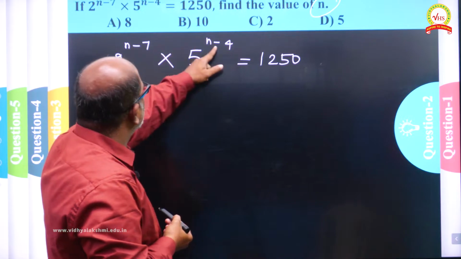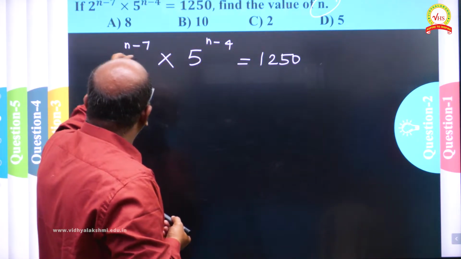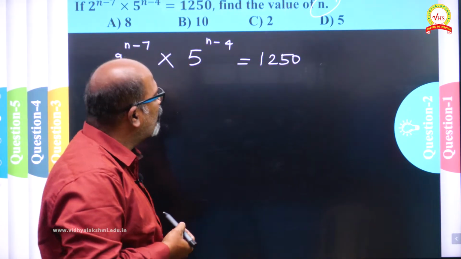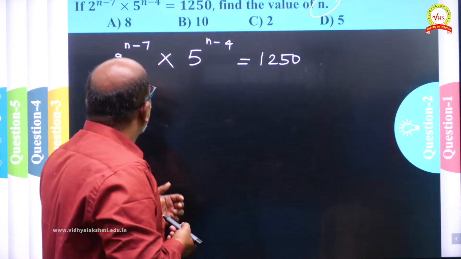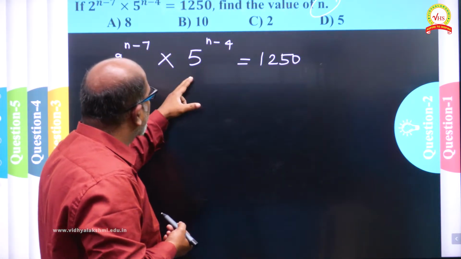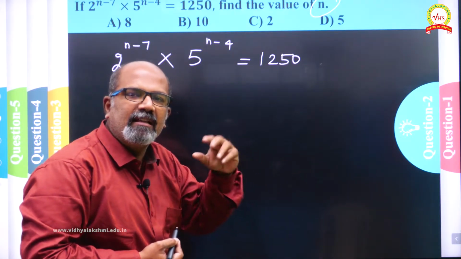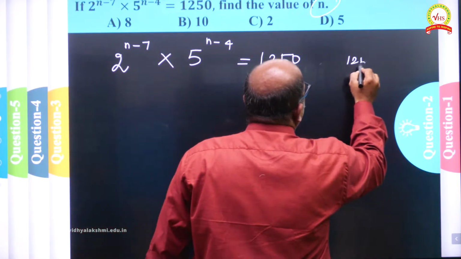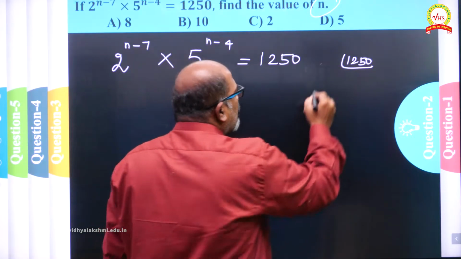N, actually, is in the exponent part. And in the base we are having 2 and 5 on the left side, and on the right side we are having the numerical value 1250. My idea is, because we are having the bases 2 and 5 on the left side, I want to convert this 1250 to be with 2 and 5 in the base. See how I am converting this 1250.